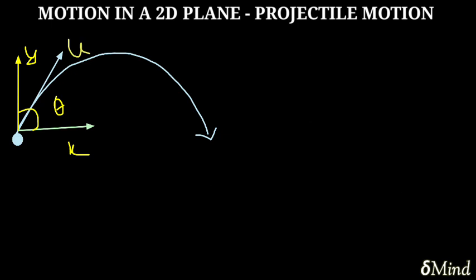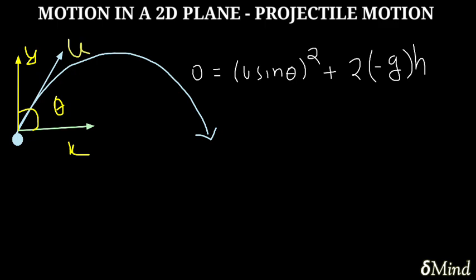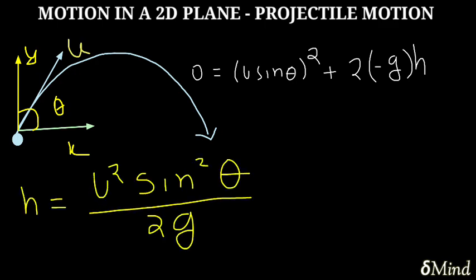Now finally deriving the equation for the maximum height h. At maximum height h, v_y equals 0. By using the equation v_y squared equals u_y squared plus 2 a_y times (y minus y naught), where y minus y naught equals h, we get 0 equals (u sine theta) whole squared plus 2 times minus g h. By solving for h, we get h equals u squared sine squared theta by 2g.